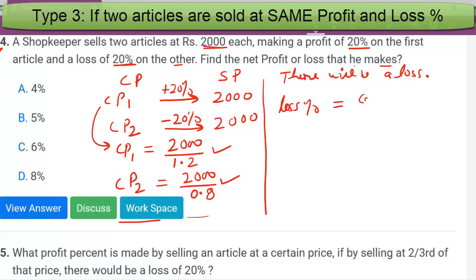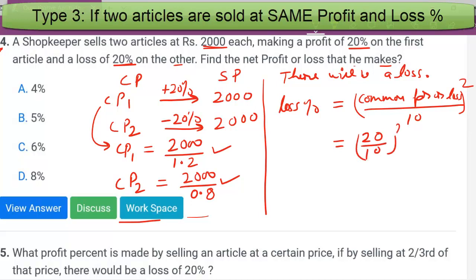So if this is the condition, there will be a loss, and this loss percent can be found out as the common profit or loss given in the question, divided by 10, and then the square of this. As you can see in this question it is given as 20, so 20 by 10, and just square it, so you will get 4%. So the answer will be 4% loss. Find the net profit or loss that he makes. So basically 4%, and this is a loss.